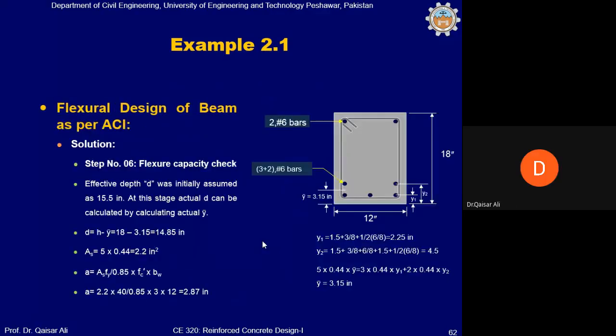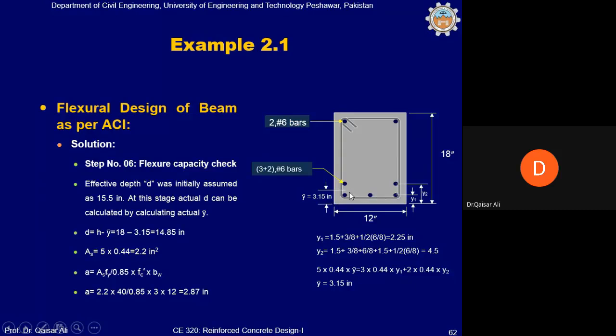Okay, now in the beginning we assumed effective depth equal to how much? Remember what was the effective depth that we assumed in the beginning of the problem? It was 15.5 inch. In the beginning we assumed effective depth d was initially assumed as 15.5 inch. Now after we have placed this reinforcement, we exactly know the effective depth now, and we can calculate this very easily.